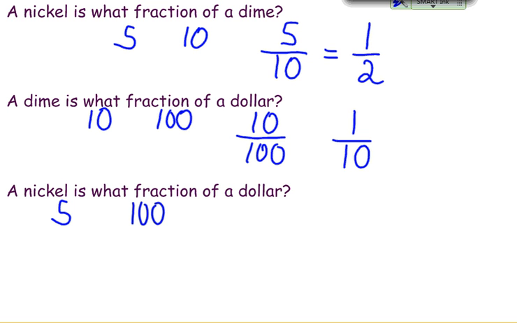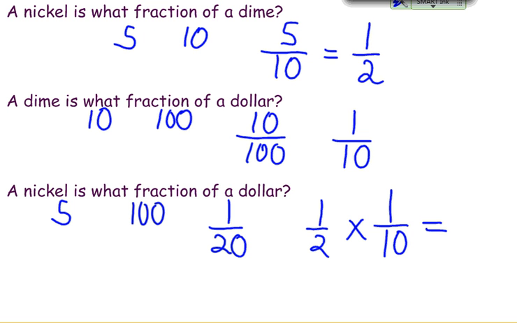And that's going to get us to an answer of, in the end, it's going to take 20 nickels. However, we can actually use multiplication to help us solve this. Because we know that a nickel is half of a dime, and we know that a dime is 1/10 of a dollar. We can actually multiply these two ideas together to get an answer.